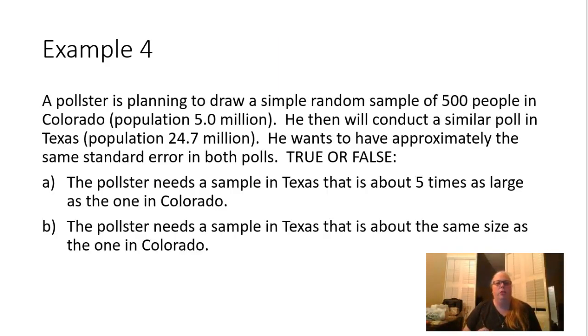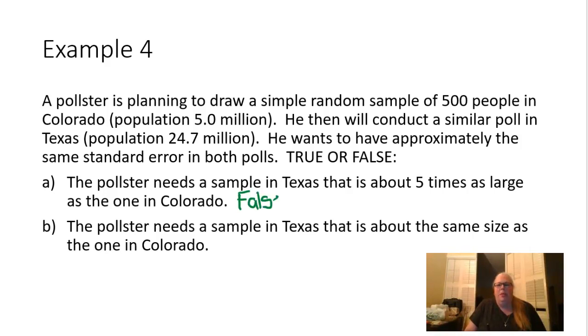Example 4. A pollster is planning to draw a simple random sample of 500 people in Colorado, population about 5.0 million. He will then conduct a similar poll in Texas, population 24.7 million. He wants to have approximately the same standard error in both polls. True or false? A. The pollster needs a sample in Texas that is about 5 times as large as the one in Colorado. The answer to part A might surprise you, but in spite of the fact that the Texas population is about 5 times as large as the Colorado population, this is actually false.